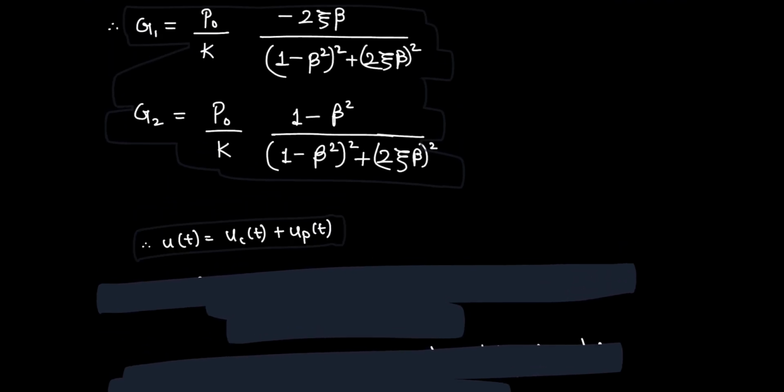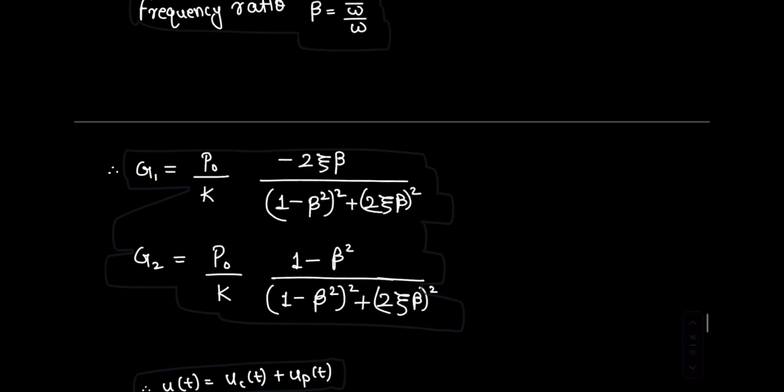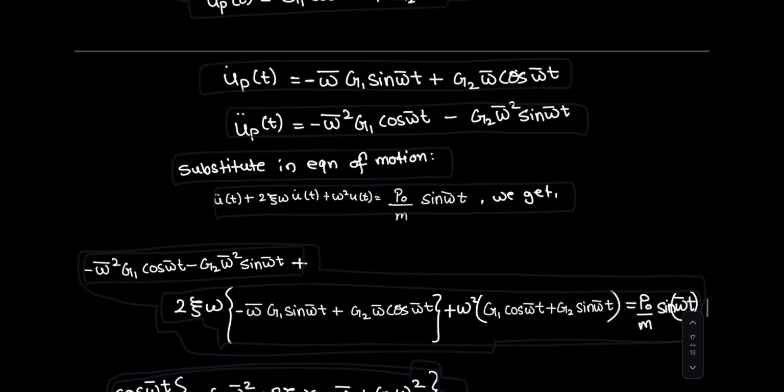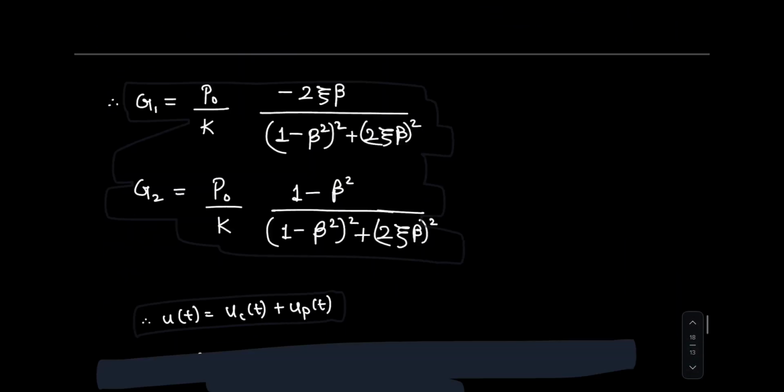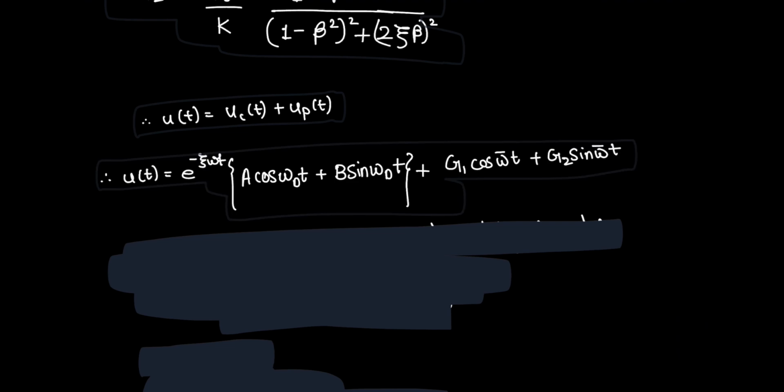Moving on, we know that the whole response of the system is going to be the complementary part plus the particular part. We have the complementary part from the previous derivation that we'll substitute, and the particular part is of the form G1 cos omega bar t plus G2 sin omega bar t. Let's substitute the values of G1 and G2 and let's bring back the complementary solution. We have this equation.